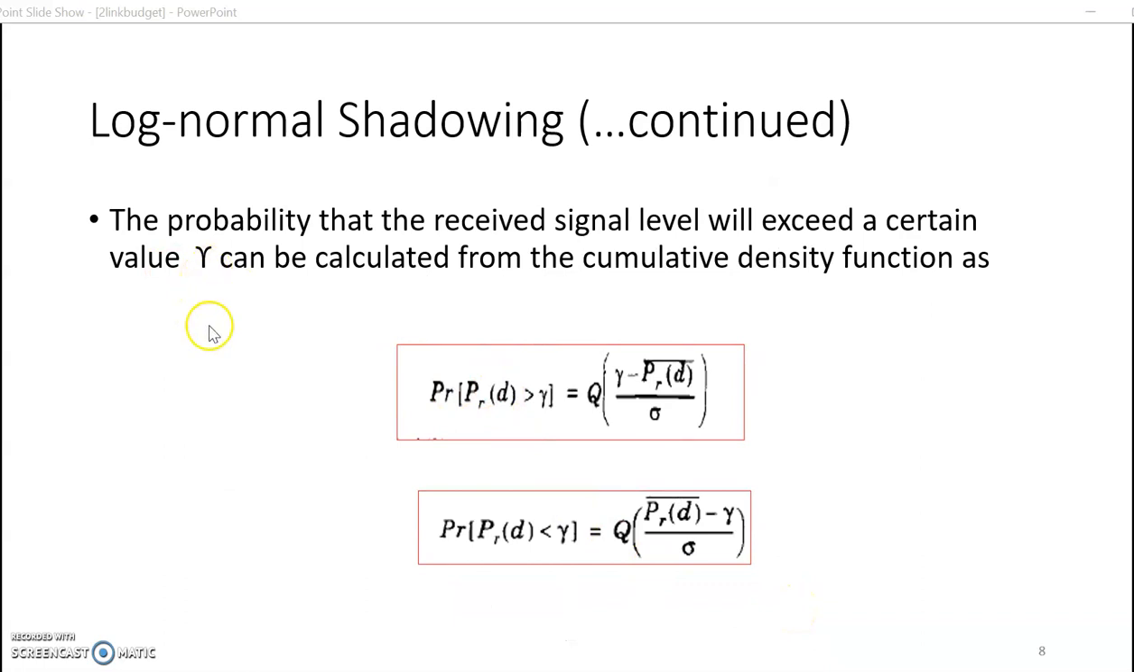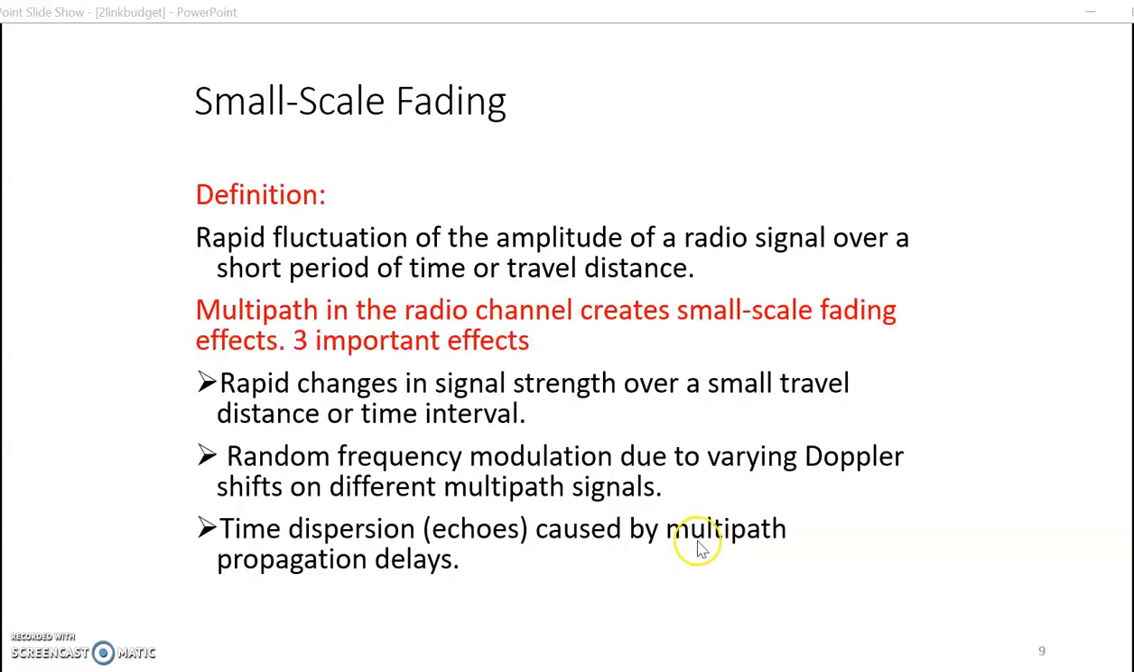So, suppose you want to calculate the probability of a received signal above a certain value gamma, then by using this equation it can be calculated. Received power as a function of distance greater than gamma is equal to Q of gamma minus average received power as a function of distance, divided by sigma. If it is less than gamma, then this is used: Q of average received power at distance d minus gamma, by sigma.